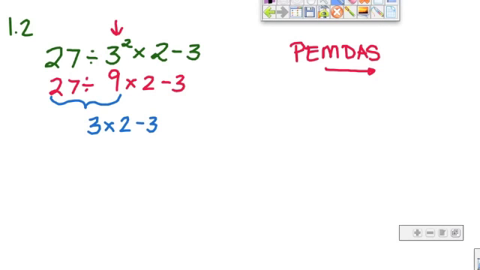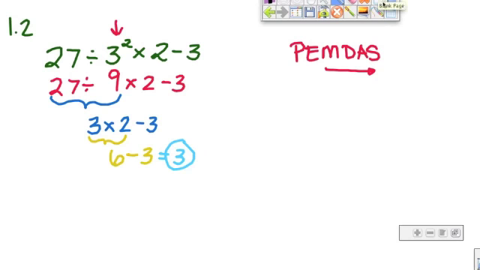Next step we're going to do is to multiply, again going from left to right. Multiply comes before subtraction. See, multiply here, subtraction way over here. So we've got to multiply first. 3 times 2 gives us 6. 6 take away 3, bringing down that take away 3. And now we're down to our last little group, and we can just go ahead and subtract, knowing 6 take away 3 gives us 3. And that's your final answer, 3. Now, if you do this out of order, you will get something completely different. So it's very important that you stick to the right order.